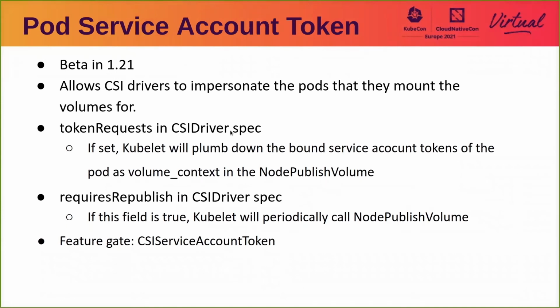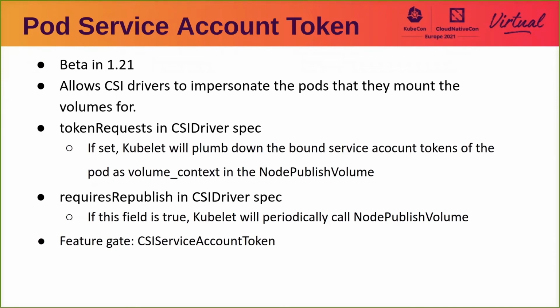Thanks, Jan. This pod service account token feature allows CSI drivers to impersonate the pods that they mount the volumes for. Thus it improves the security posture in the mounting process without handing out unnecessary permissions to the CSI driver's service account. This feature is especially important for secret handling CSI drivers, such as the secrets store CSI driver. Since these tokens can be rotated and short-lived, this feature also provides a way for CSI drivers to receive node publish volume RPC calls periodically with a new token.